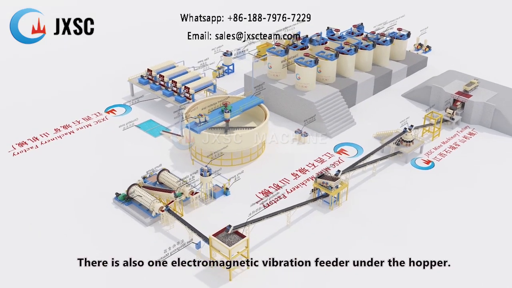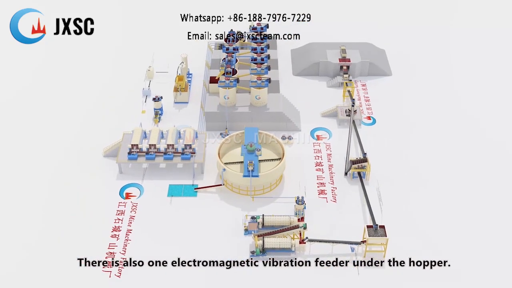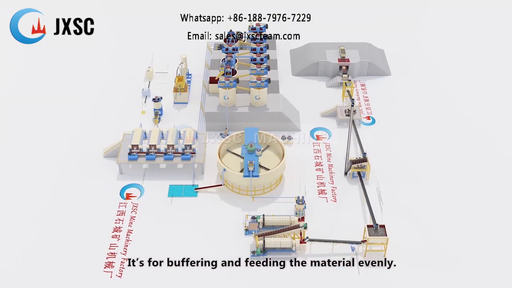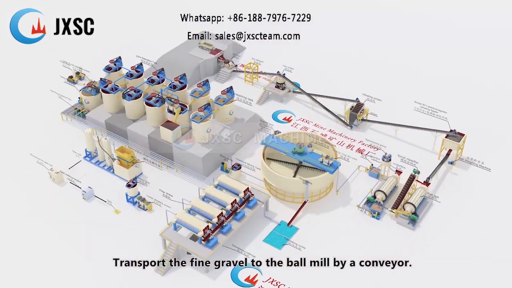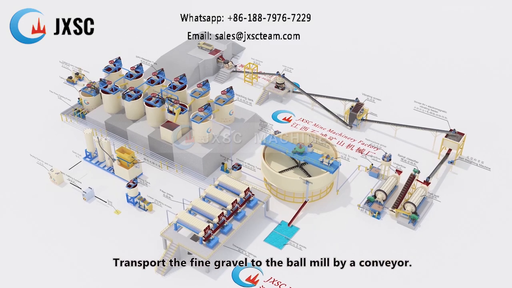The output smaller than 20 millimeters goes to the next storage hopper via a belt conveyor. There is also one electromagnetic vibration feeder under the hopper. It's for buffering and feeding the material evenly. Transport the fine gravel to the ball mill by a conveyor.